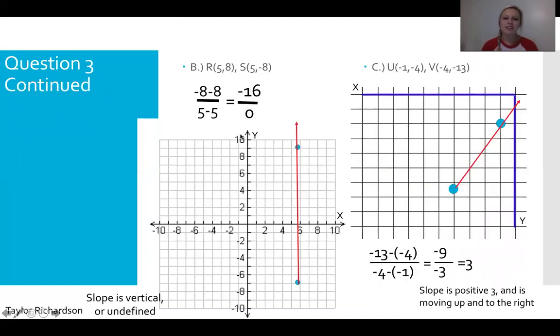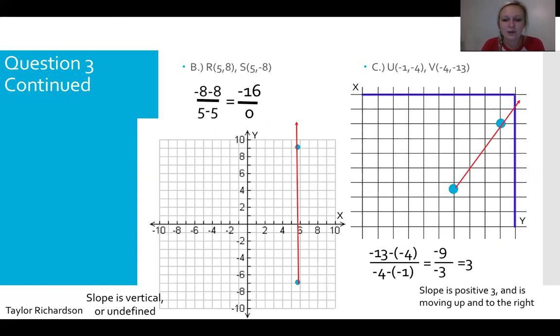For part B of this question, we're going to follow the exact same rule. We are given point R, which is (5, 8), and point S, which is (5, negative 8). We're going to plug these into the slope formula, y2 minus y1 over x2 minus x1. Negative 8 minus 8 is equal to negative 16. And then 5 minus 5 equals 0. Negative 16 divided by 0, we know that we cannot divide any number by 0. It is not going to work. It just doesn't happen like that.